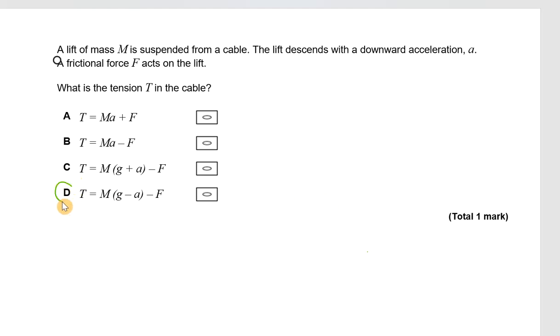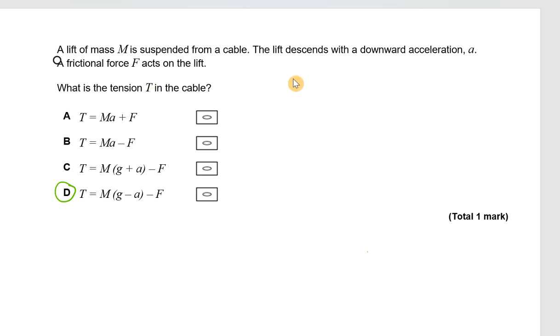Well done if you got answer D. Here's my explanation. So a lift of mass m is suspended from a cable. The lift descends with a downward acceleration a. A frictional force F acts on the lift. What is the tension T in the cable?